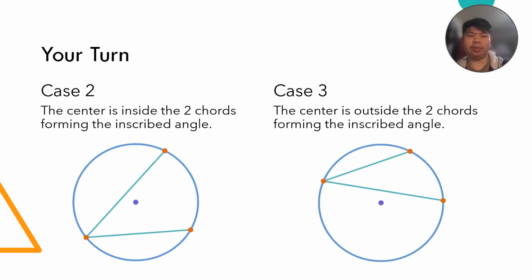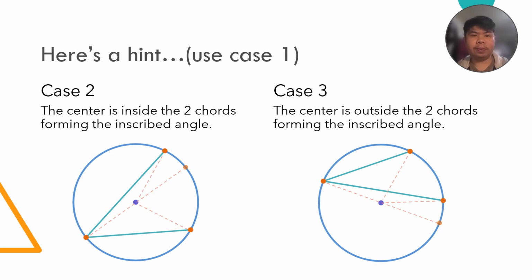So now it's your turn. Again, case 2 is the center is inside the 2 chords forming the inscribed angle, and in case 3, the center of the circle is outside the 2 chords forming the inscribed angle. So here's a hint. We can actually use case 1 to prove the 2 cases.